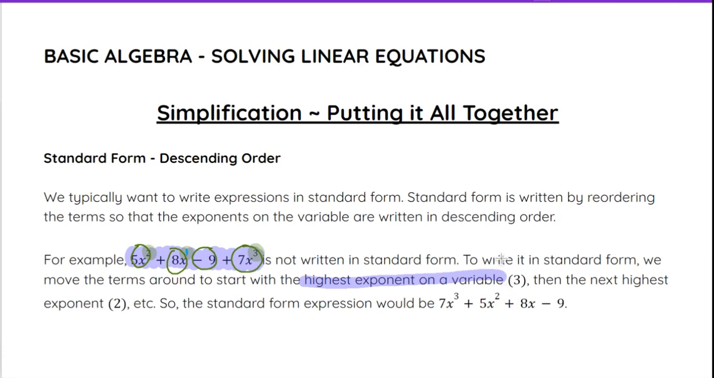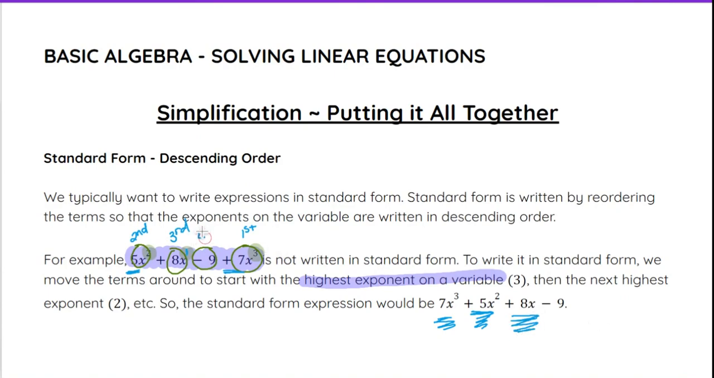So looking at reordering this, we have 7x to the 3rd power is going to go first. That is the highest exponent. Next, we have this 5x squared. That's going to go in the 2nd spot. So plus 5x squared. Notice the sign in front of the coefficient on the x is going to come with it. So positive 7, positive 5. Next, we have 8x. So this third one is going to be 8x. So we see plus 8x.